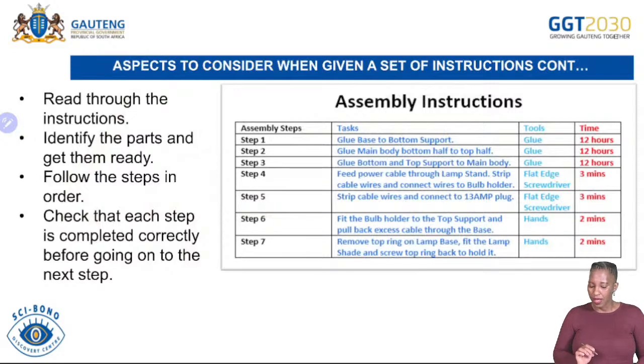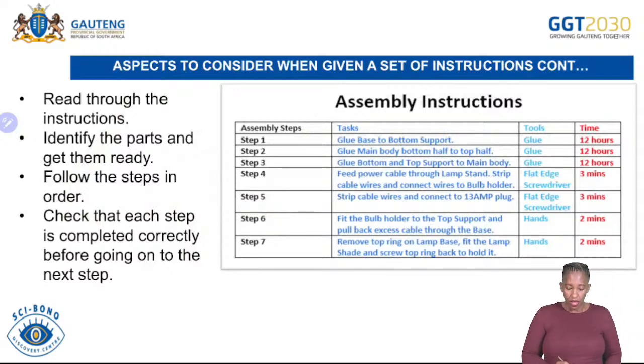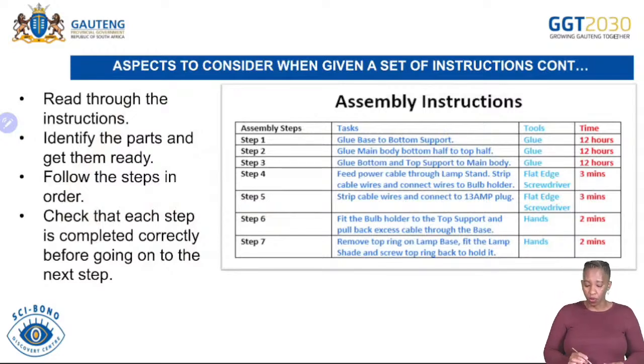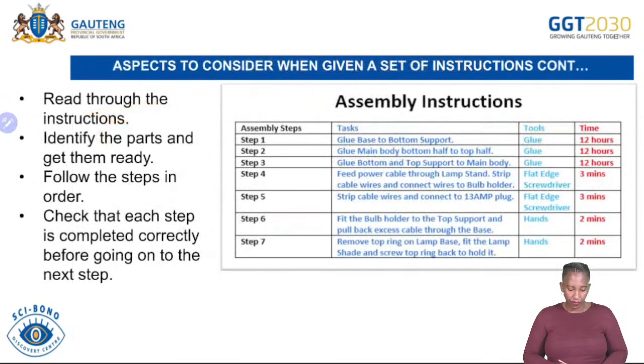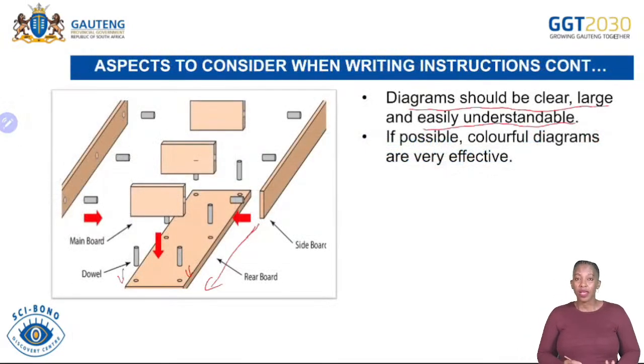Aspects to consider when giving a set of instructions. It says assemble instruction now. As you can see, on the previous one, we are just given a board. Here, we are given a board, and it didn't say anything about put this there, put that there. It doesn't have steps, but it is a clear and colorful diagram with arrows.